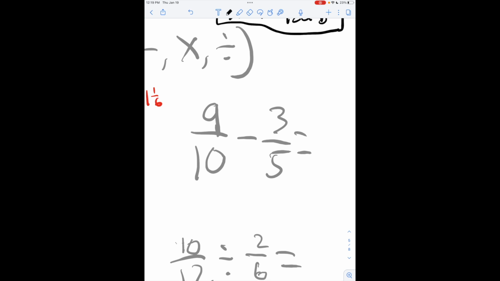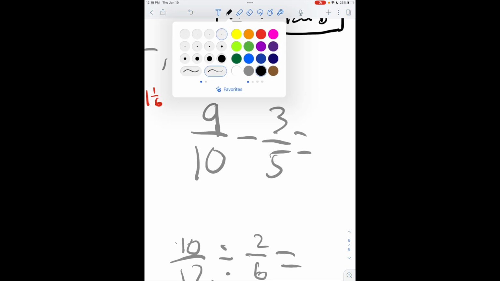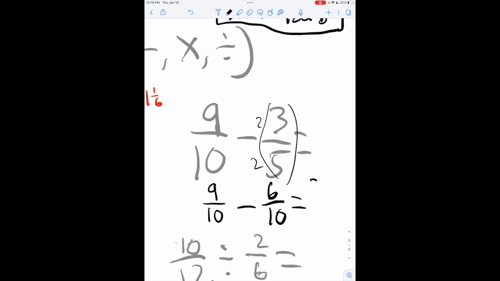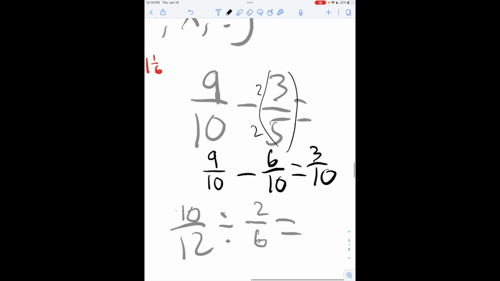Subtracting, same deal. I need to get a common denominator. On this one, I notice that because 5 can get to 10, I just have to multiply this side by 2 and this side by 2. So I'm going to rewrite it as 9/10 minus 6/10, which gives me 3/10. So my answer is going to be 3/10.